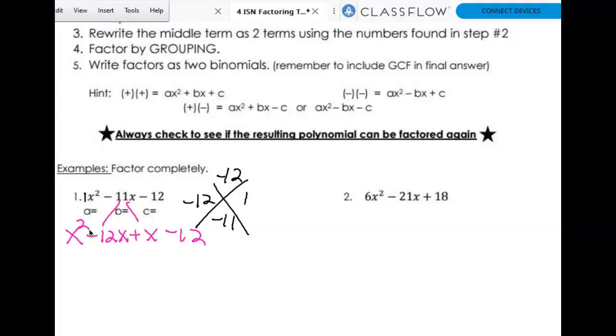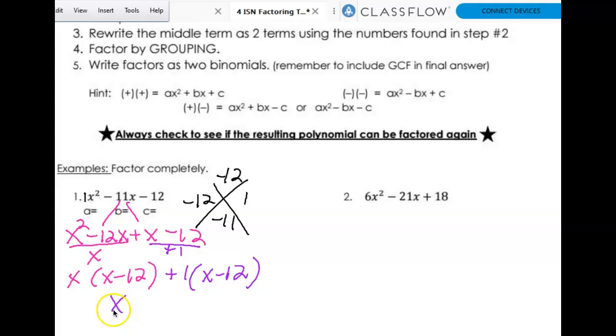And now we're back to 4. And so now we can look at the first 2 and the last 2. So the first 2 have an x in common. And the second, they don't have anything in common. Do I have to put anything? You have to put a 1. And remember, you have to match your sign, right? If it's plus here, you have to have a plus here. So I get plus 1 times x minus 12. Do these match? So I get x minus 12. And then I get x plus 1.